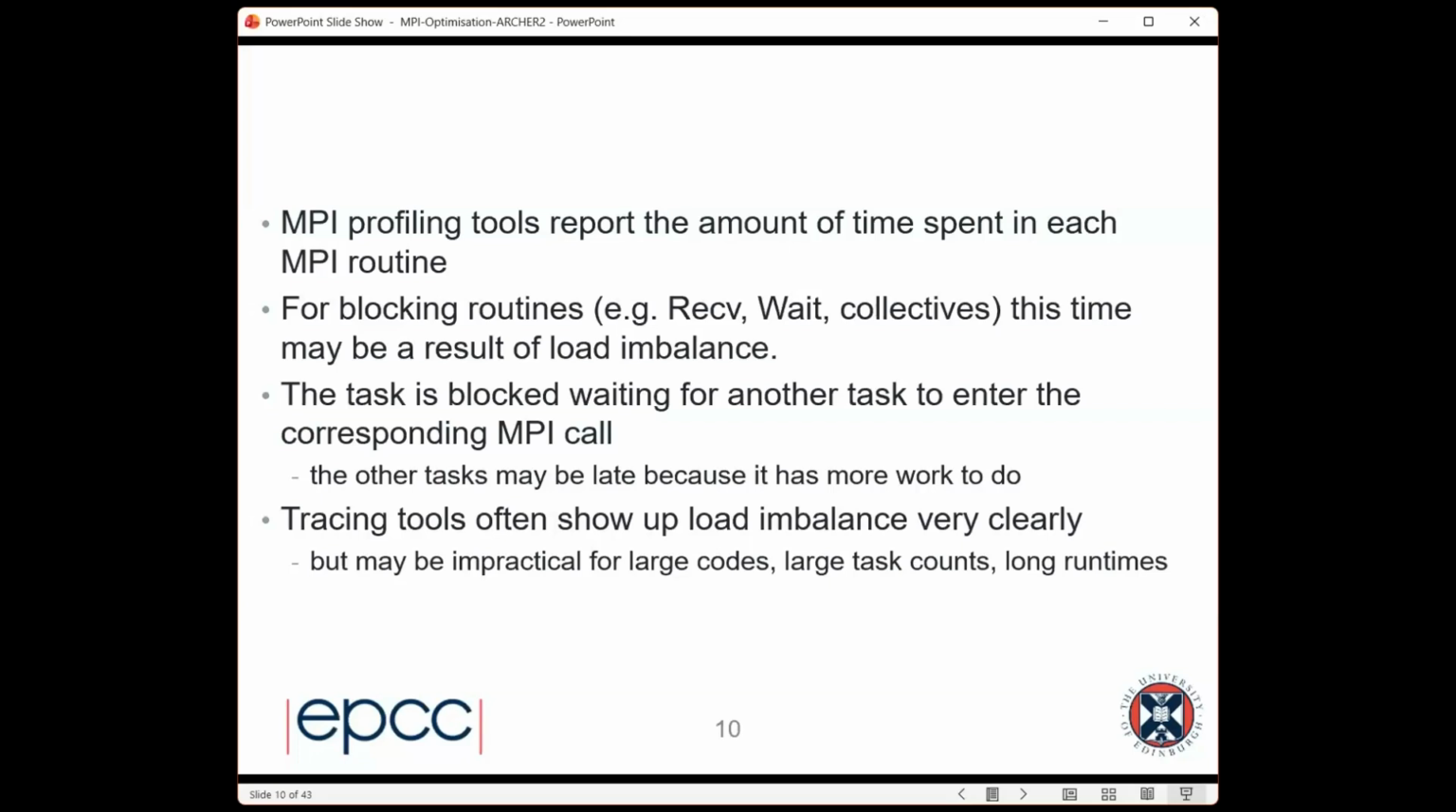Now, what this often means, and we'll come back to this later in the talk, is that a process has issued a receive after doing some work. It had very little work to do, so it spends a lot of time in the receive waiting for the other processes to catch up and do their send. The task is blocked, waiting for another task to enter the corresponding MPI call. Tracing tools often show up load imbalance very clearly. Running tracing tools can be an overhead in themselves, but it's very important to note that what is actually a load imbalance in the calculation of your code will often show up as a lot of time spent in communication. So it can be quite confusing.